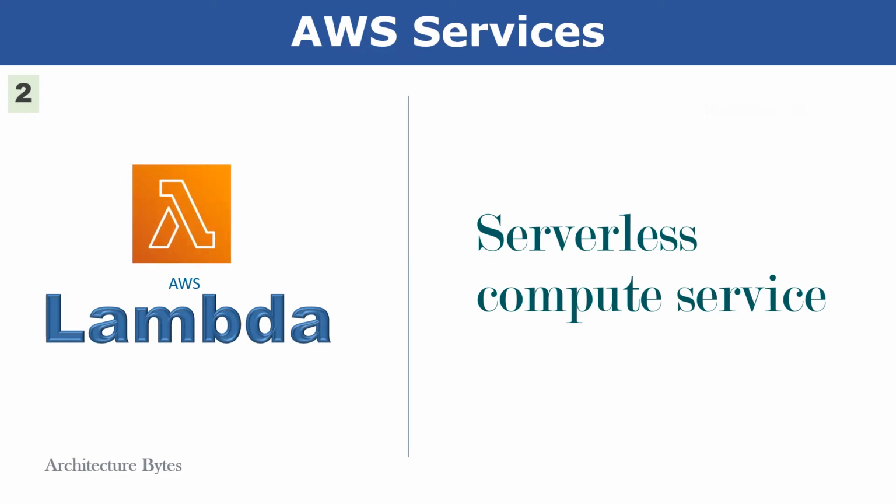Lambda is a serverless compute service. It runs your code in response to events and manages underlying compute resources needed for that. There are no servers you need to provision. Just write code and deploy. An example use case could be to implement a microservice as a Lambda function.